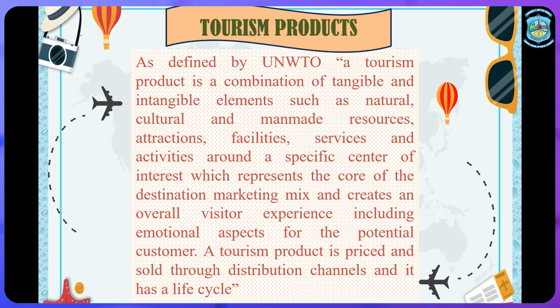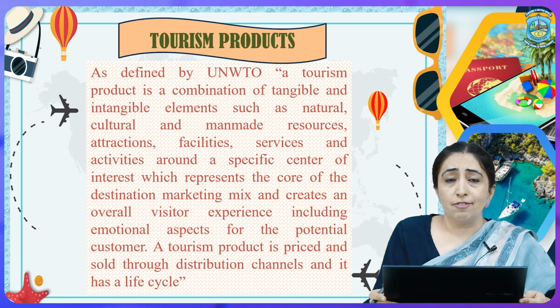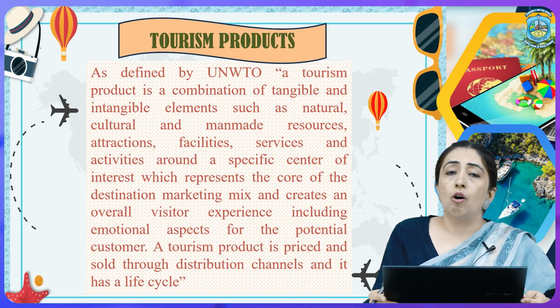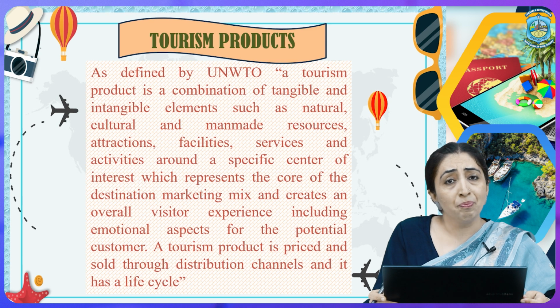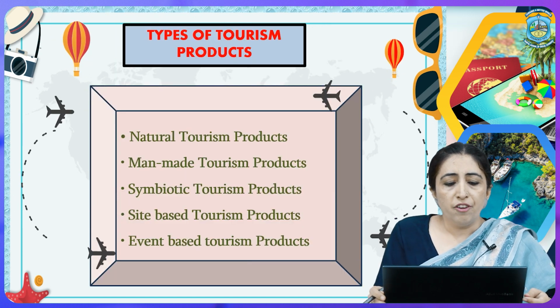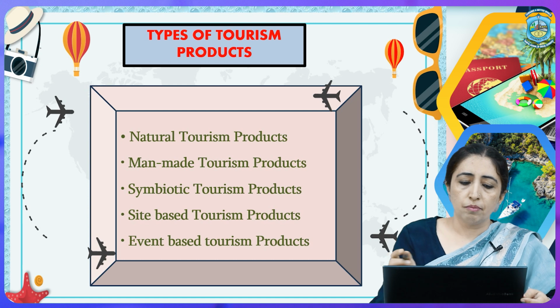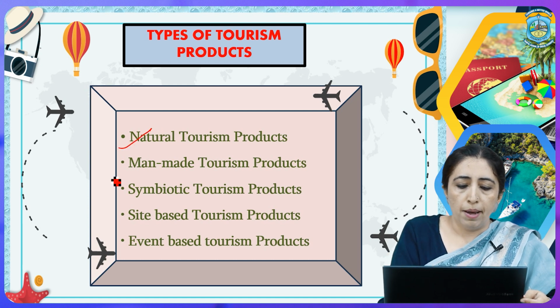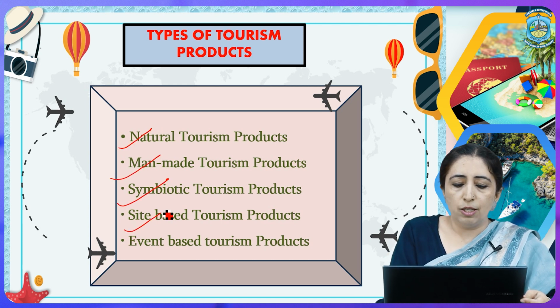What are tourism products? Tourism products can be defined as the physical and psychological satisfaction of the tourist during their traveling and route to the destination. In other words, tourism products include all the major components of tourism like attraction, accommodation, accessibility, amenities, and the activities. Now, there are five major types of tourism products: natural, man-made, symbiotic, site-based, and event-based tourism products.